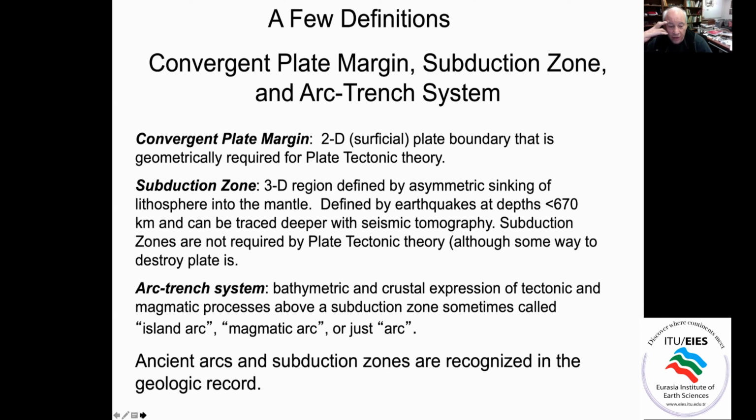And finally, the third thing is the arc trench system. This is the bathymetric and crustal expression of tectonic and magmatic processes above a subduction zone. Sometimes it's just called an island arc or a magmatic arc or just an arc. So ancient arcs and sometimes evidence of ancient subduction zones can be recognized in the geologic record. So students, try and keep these in mind when you're talking about these things.